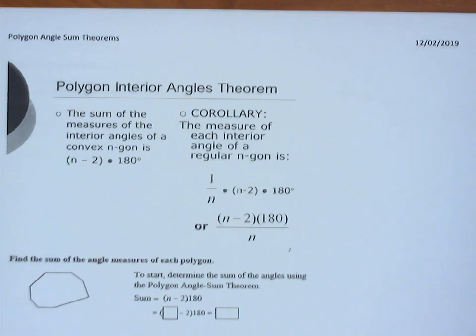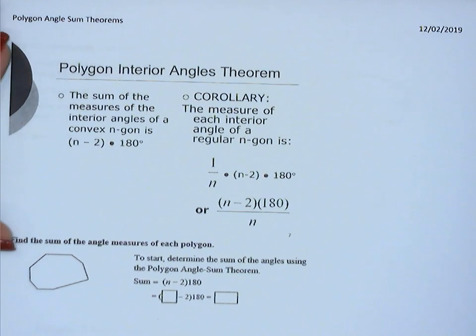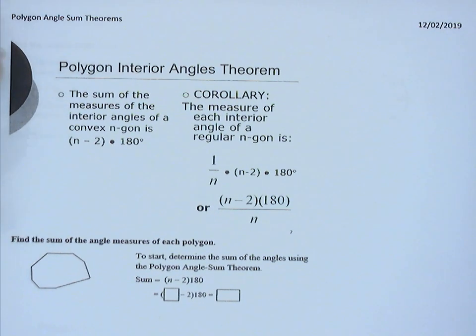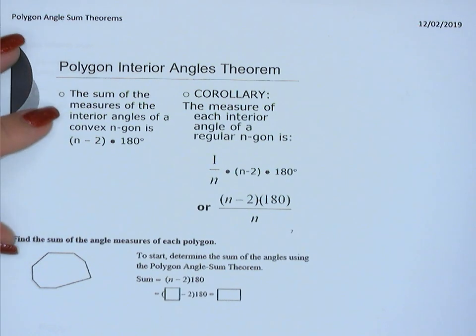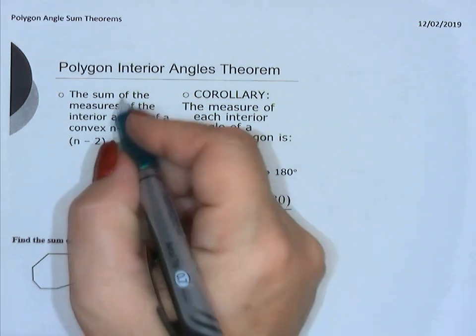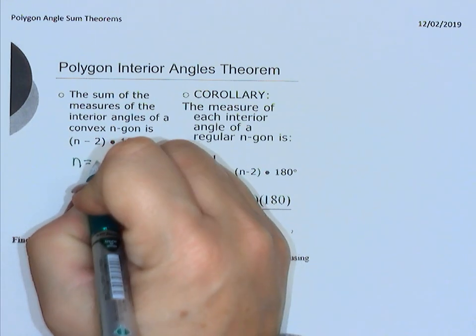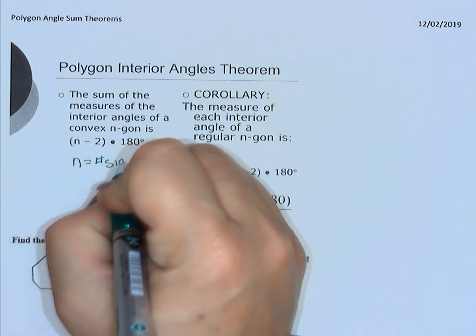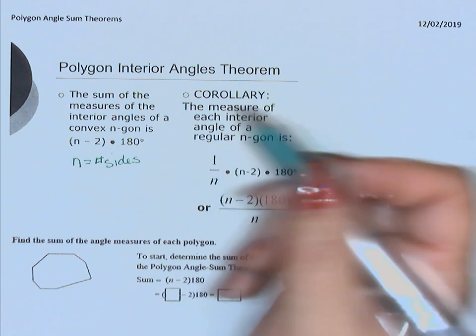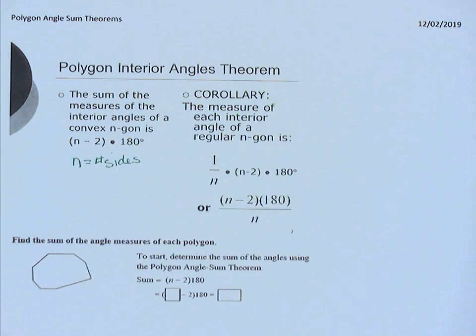Okay. So our first theorem is the polygon interior angle theorem. That basically states that the sum of the measures of the interior angles of a convex n-gon or polygon is n minus 2 times 180. That n is equal to the number of sides. So when I know how many sides there are, you plug that in there and you find out what the sum of the measures of the angles are.